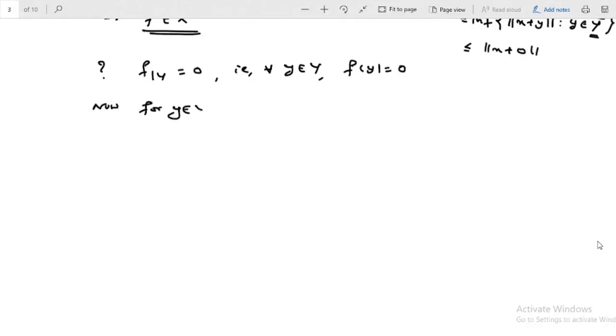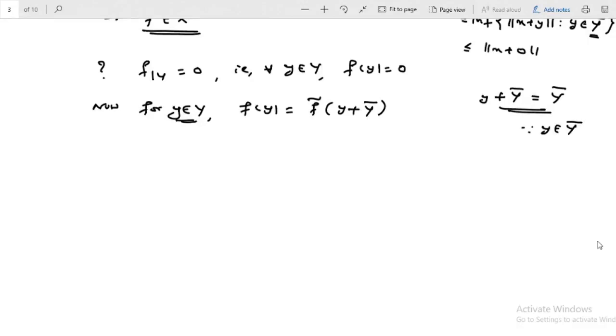Now for y belongs to Y, what is f of y? F of y, by definition with f tilde, is f tilde of y plus Y closure. And we know that y belongs to Y implies y belongs to Y closure. For y belongs to Y closure, y plus Y closure, we know the coset relation, that is equal to Y closure. Since y belongs to Y closure, then f tilde of y plus Y closure is f tilde of Y closure. What is Y closure? We know that f tilde is a mapping from X by Y closure to K.